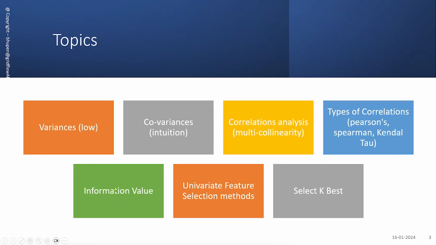Other filter methods include information value and a huge list of univariate feature selection methods, mostly statistical in nature, like t-test, ANOVA, chi-square, and so on. We'll cover those under univariate feature selection. And finally, what Python provides us is a nice framework where we can use the univariate feature methods within the context of SelectKBest. Essentially, it helps you set up the algorithms in a much easier way.